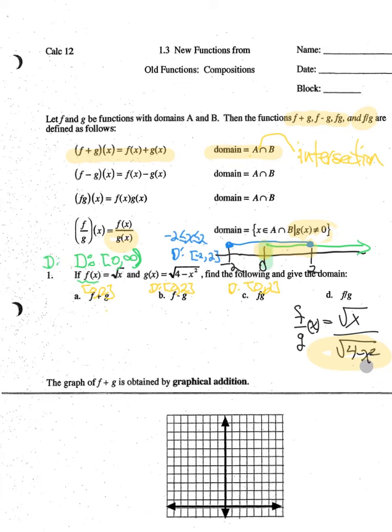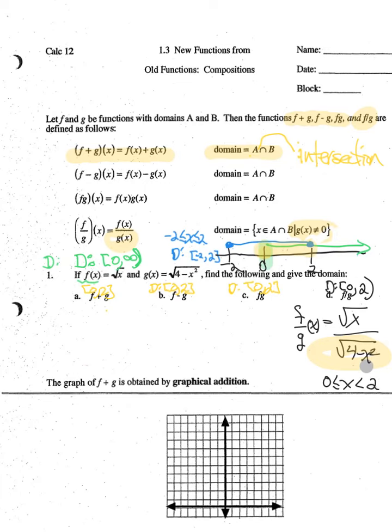Okay, so my domain for f divided by g is, I can include the 0, but I can't include the 2, so a round bracket there. So my domain, old way of thinking about this, would be 0 less than or equal to x less than 2.